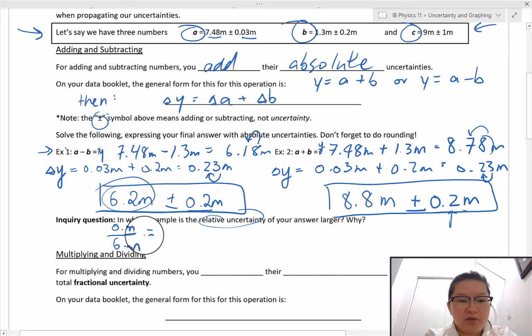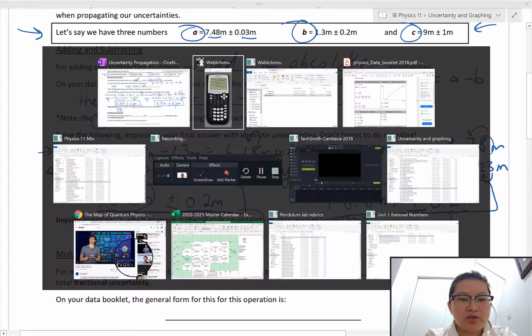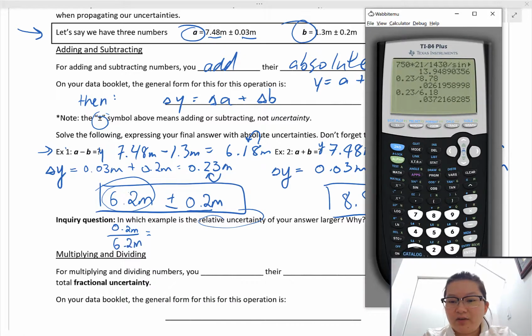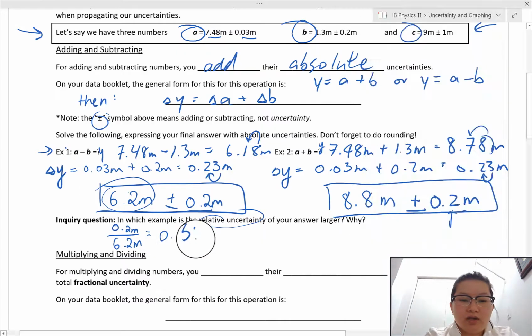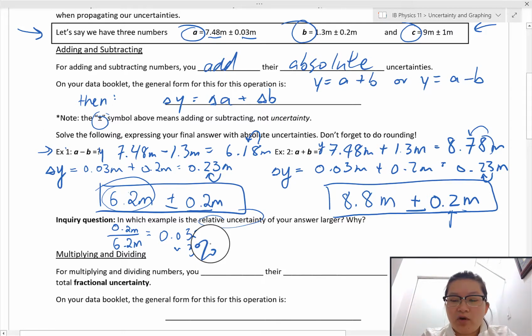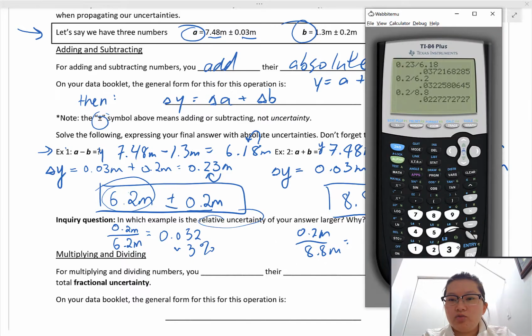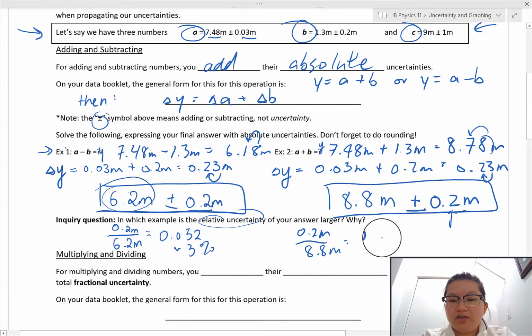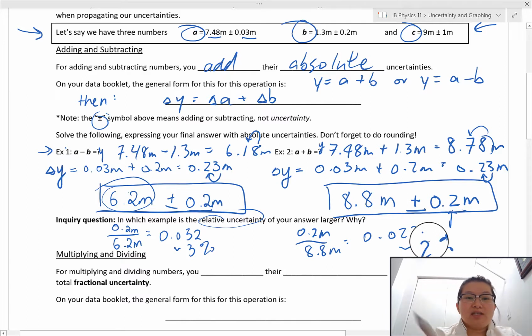So in decimal form, 0.2 over 6.2, okay, fine, I'll do this one again. That's going to give us 0.032. That's roughly about 3% relative uncertainty in percent form. And then for example 2, I get 0.022, which is going to be roughly 2%. Okay, so definitely number 1 takes the cake.